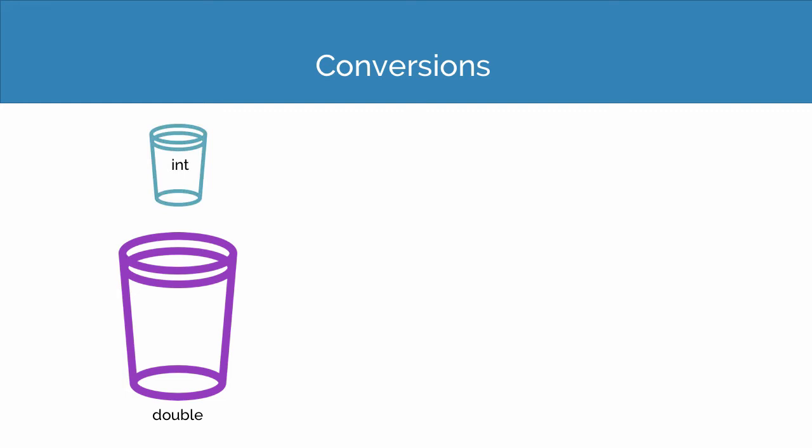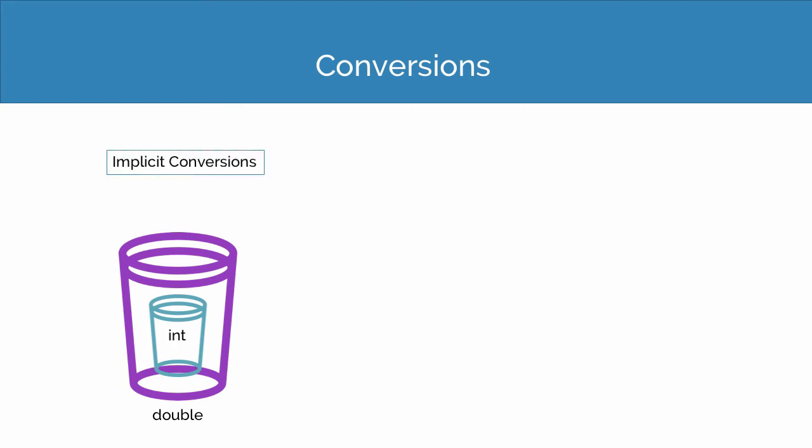According to the size of these two variables, the double, due to its size, can easily accommodate the integer variable inside it. So this type of conversion, that is converting the smaller data type into the larger data type, is known as the implicit conversion. Because the compiler never complains when we have such type of conversion.